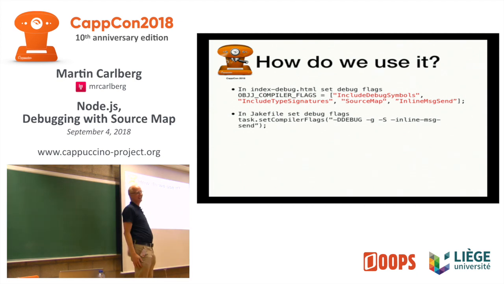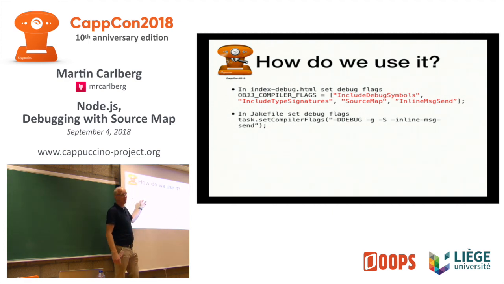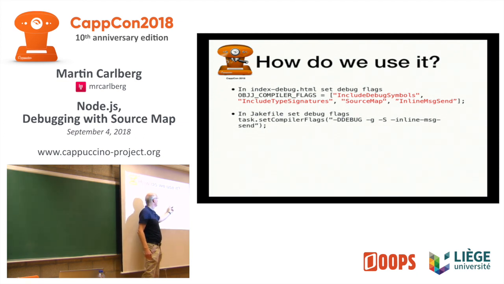Yeah. So this is kind of weird, but you have to make sure in your project file, the Jake file in your project, you have to include this to get the source maps.